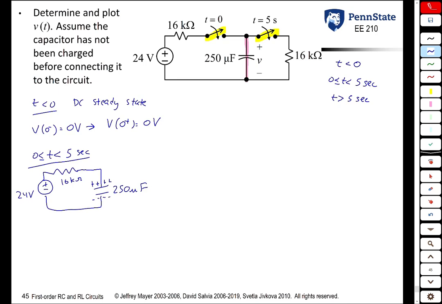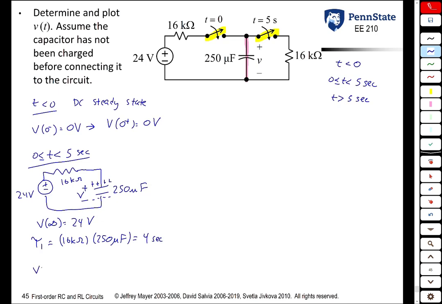If it was allowed to get to infinity, the voltage across the capacitor, V at infinity, would be 24 volts. And the time constant, we're going to call it tau sub 1 because there are actually 2 different time constants in this circuit. The time constant is just 16 kilo-ohms times 250 microfarad, or 4 seconds.